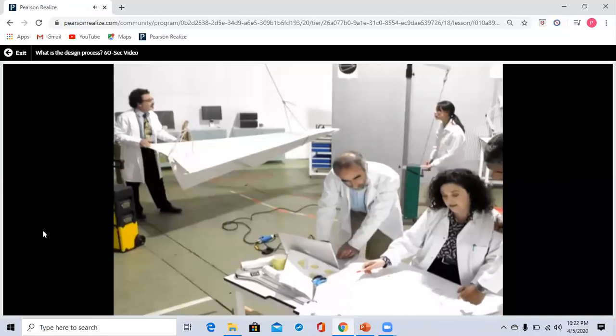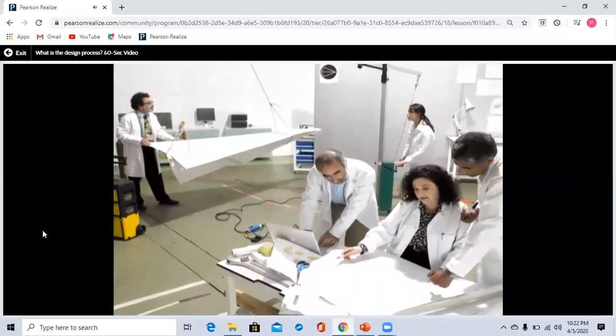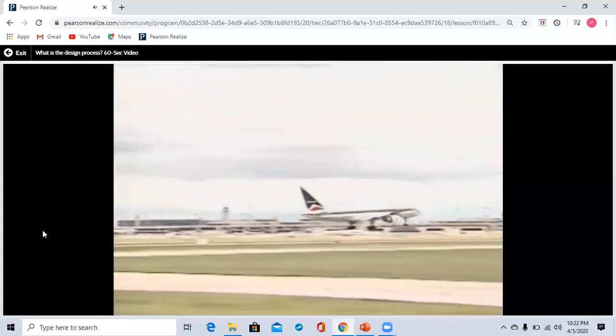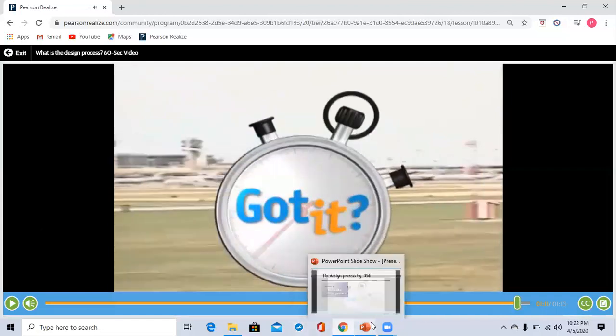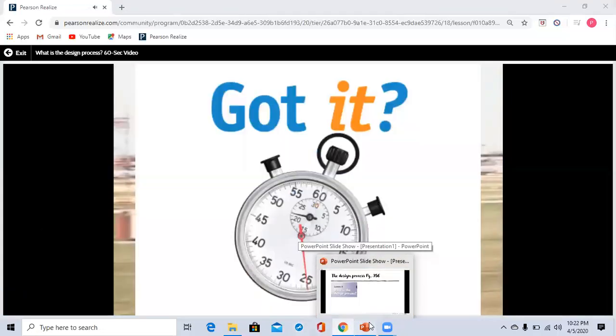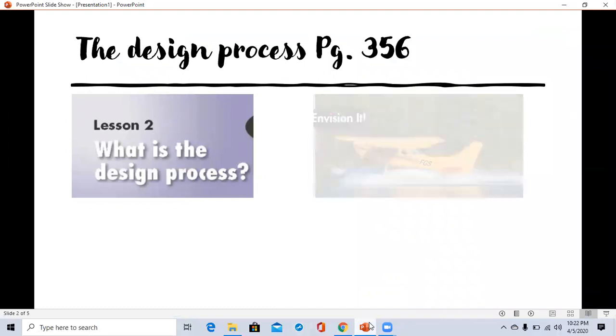After testing the prototype, you communicate the results of the experiments with others. Other people can make suggestions on how the design could be better and safer. From there, you can take the knowledge gained to make adjustments to the solution. Got it? Sure you do. So what is the design process?